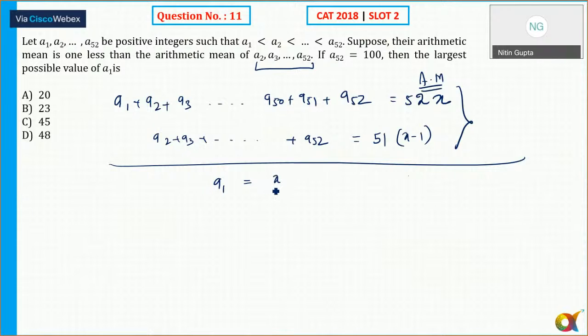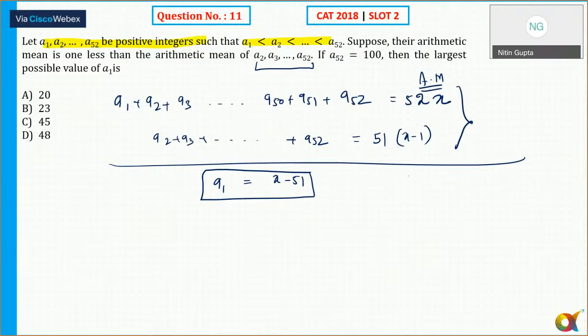So this is the value of A1, guys. That is the value of A1. And also remember, all these numbers are positive integers. They are positive integers and they are in the increasing order also. Now it is given here A1 to A52 are positive integers such that they all are greater than here.